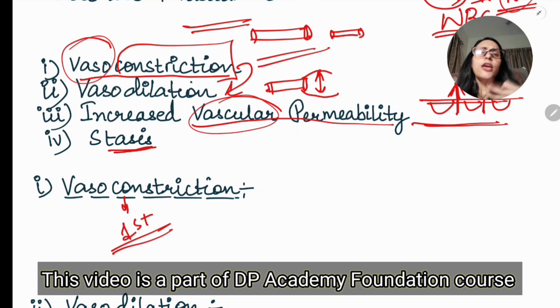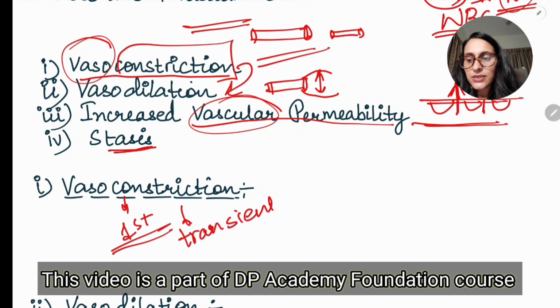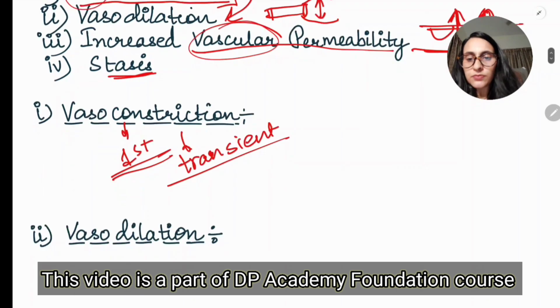It is kind of a reflex. If something happens, this is how the body reacts. So this is a kind of a reflex, that is vasoconstriction. It is a transient event. The first event, of course, is a transient event, which means it lasts for a few seconds. It is a reflex mechanism of the body.